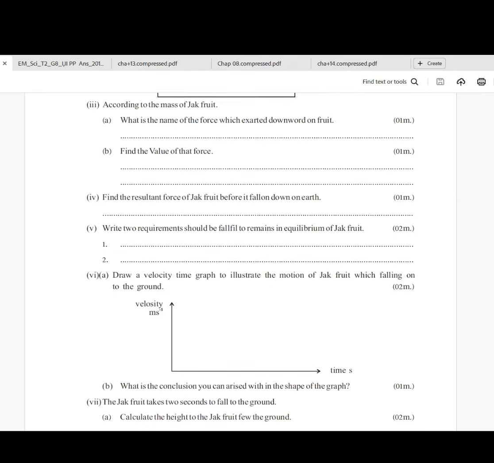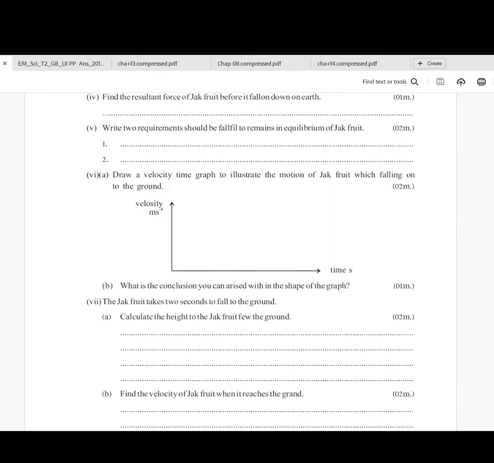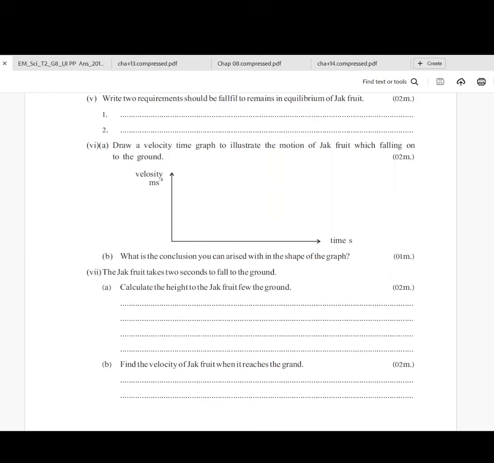Draw a velocity time graph to illustrate the motion of the jackfruit which fell onto the ground. You should draw the graph. The fruit has uniform acceleration throughout the time duration, and it should be a straight line like this. What is the conclusion you can arrive at from the shape of the graph? Uniform acceleration is the answer.